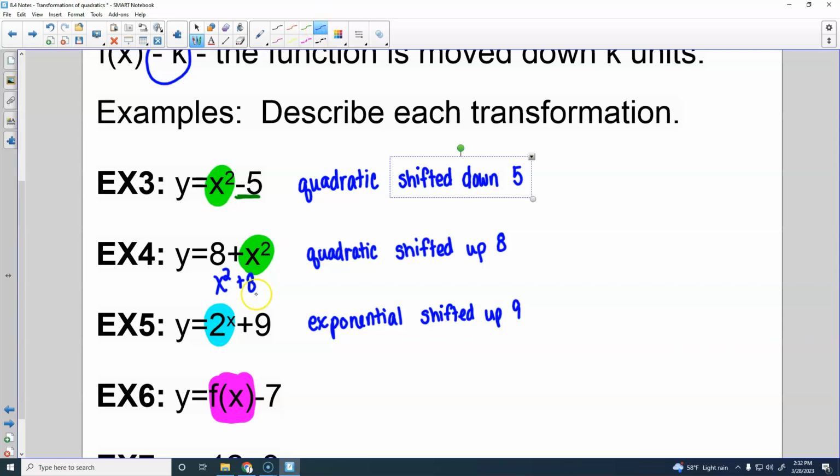So if we see a f of x, we just call it f of x. It's some mystery function that they named f of x. It doesn't matter. Putting a -7 on the end of it is still going to do the same thing to that function as it would do to an x squared. What does a -7 do, Rosalind? Down by 7. So shifted down 7.